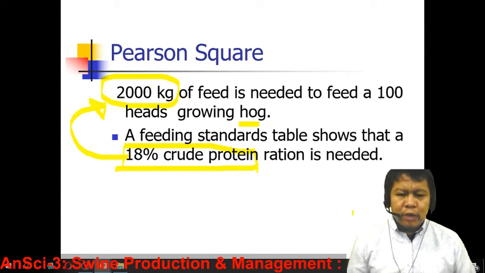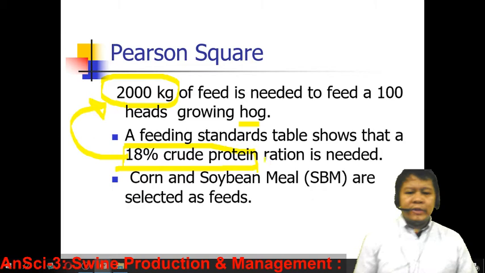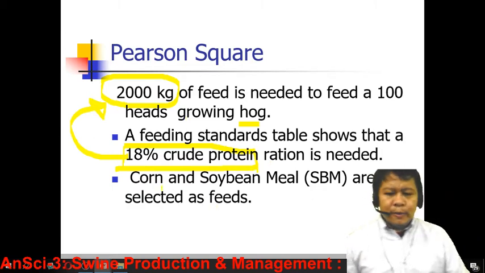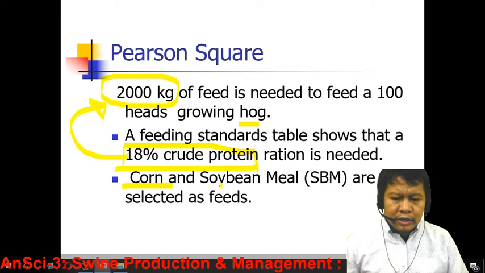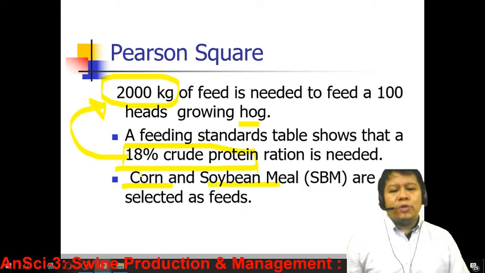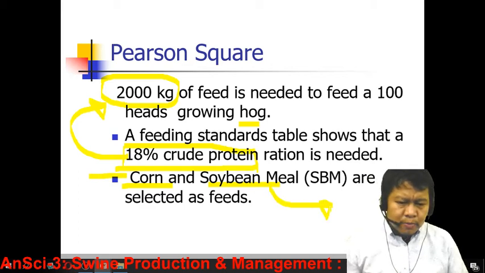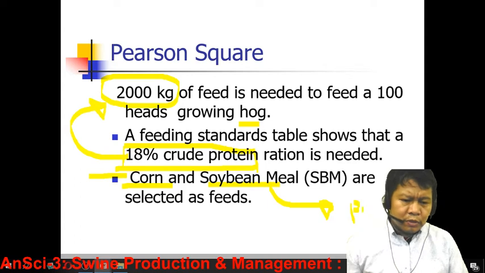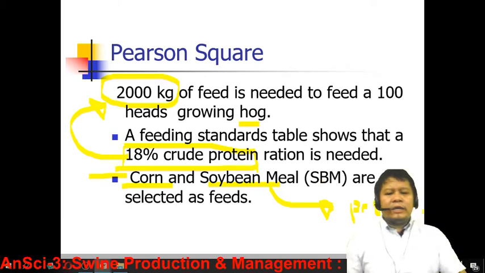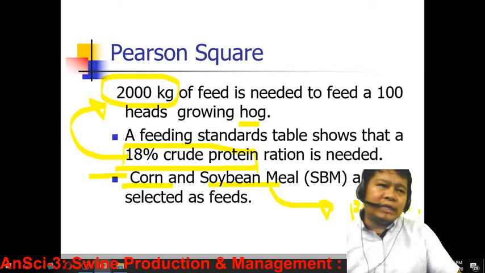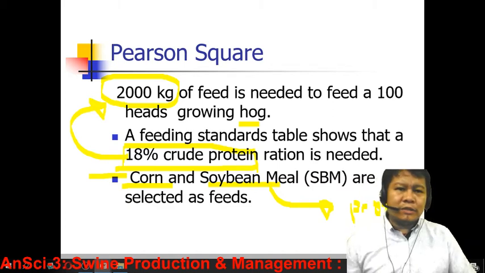All right, so what are the ingredients that we will use? According to this particular example, we have to use the corn and soybean meal, no? So corn is the source of energy and soybean is the source of protein, of course. Just never mind the difficult spelling. But anyway, this is a protein, soybean meal.